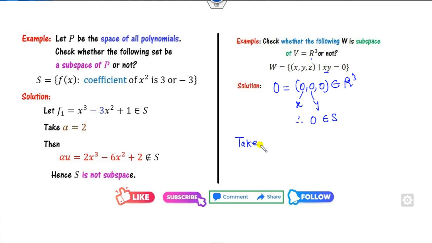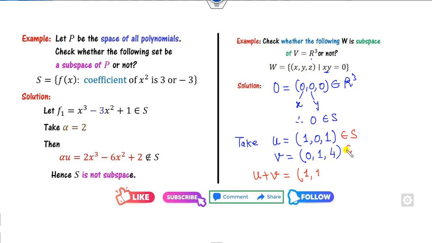You can choose any two numbers. Say u is my 1, 0, 1. It satisfies this property. Or 0, 1, 4. Again it satisfies this property. What is my u plus v? This is a part of the S, this is a part of the S. If you add them, does it satisfy this property? x into y is not a part of the S. It means it is not a subspace.